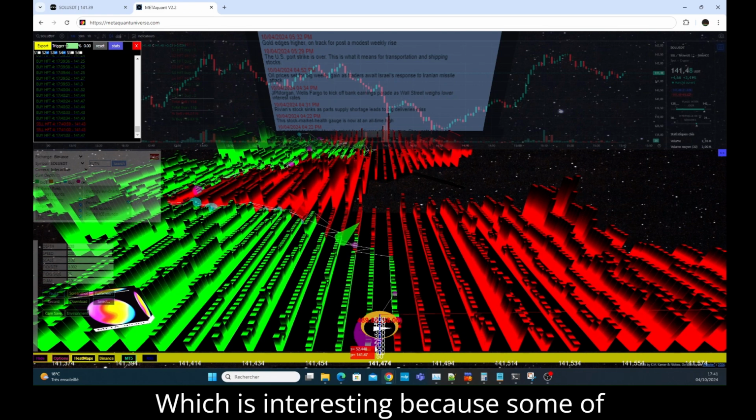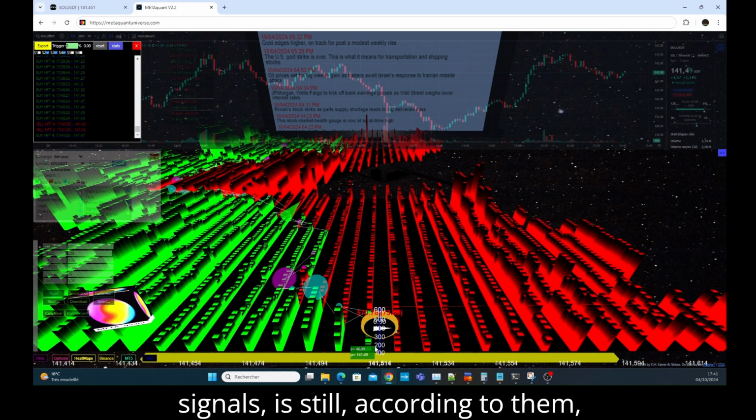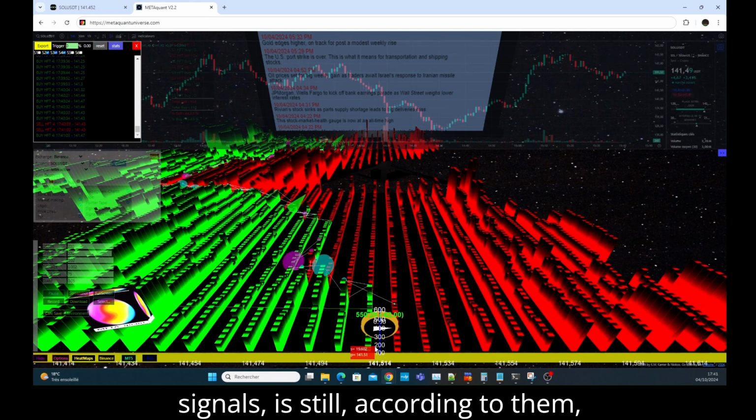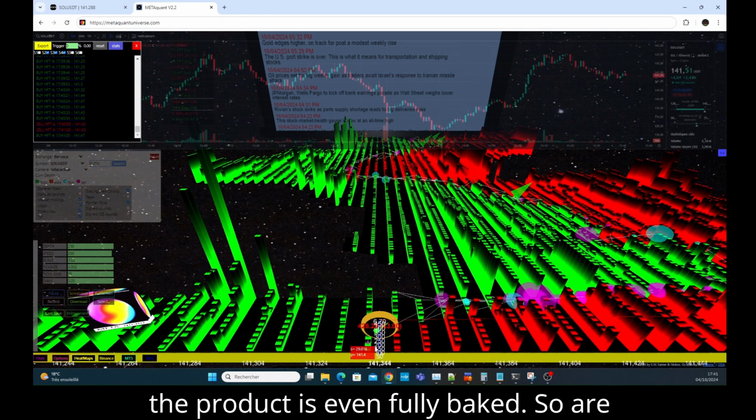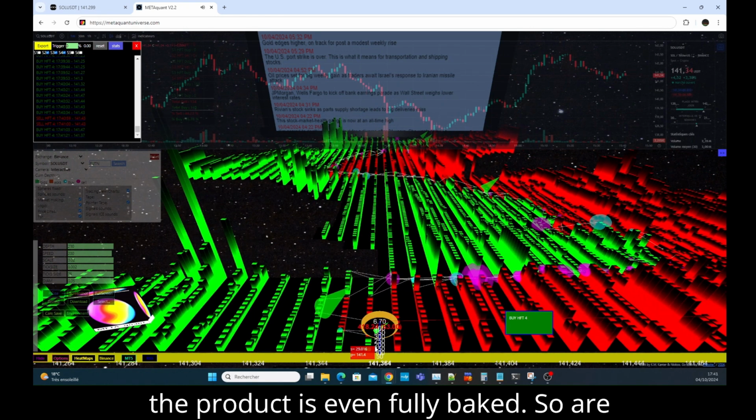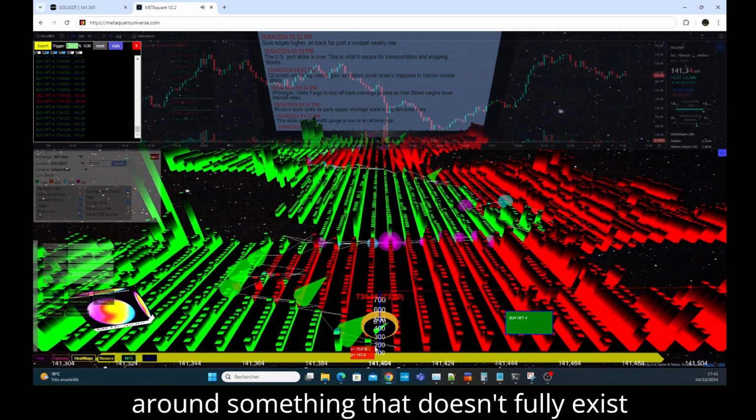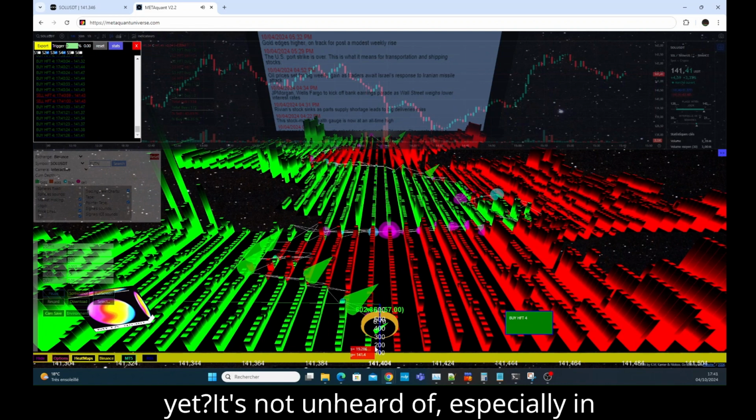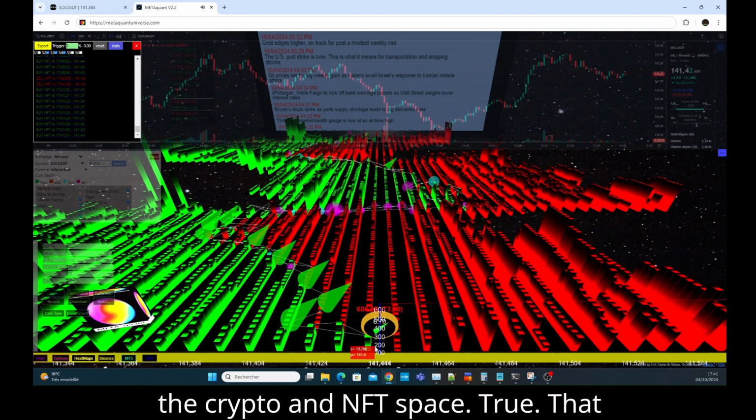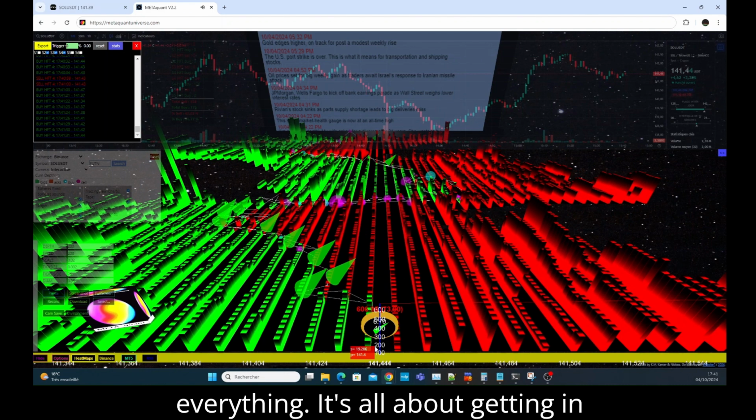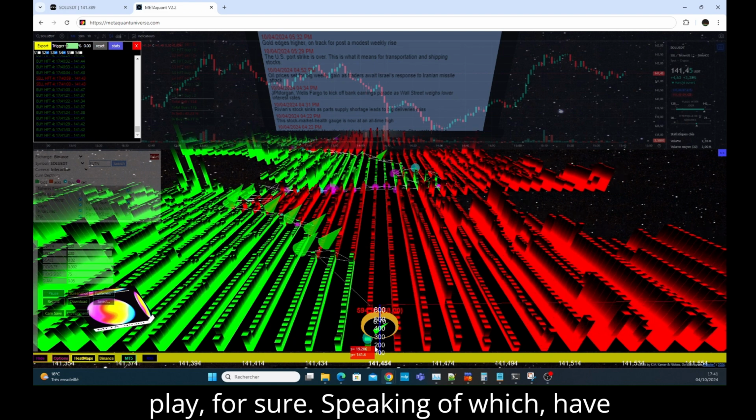Yeah, which is interesting because some of their core tech, like these advanced HFT signals, is still, according to them, under development. Right, so they're focusing on the community aspect before the product is even fully baked. So are they getting ahead of themselves a little, trying to build a community around something that doesn't fully exist yet? It's not unheard of, especially in the crypto and NFT space. True. That world moves at warp speed. Hype is everything. It's all about getting in early, right? But it's a risky game to play, for sure.